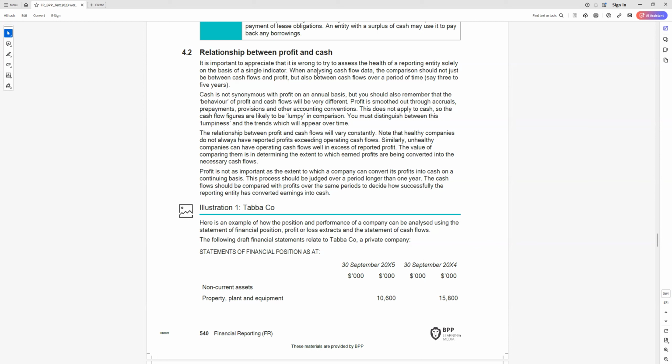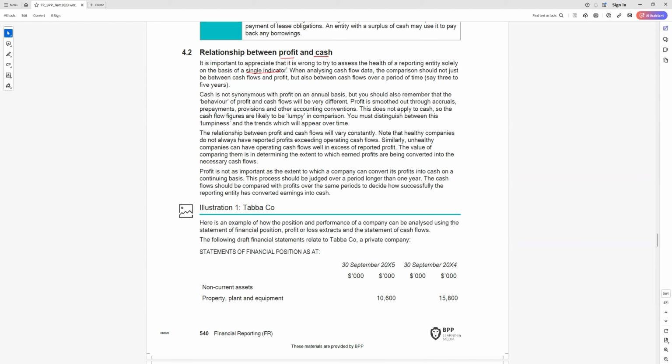All right, so let's have a look quickly. It says relationship between the profit and the cash. It is important to appreciate that it is wrong to try to assess the health of a reporting entity solely on the basis of a single indicator. We cannot just decide based on a single indicator. We cannot look at only one indicator and decide whether it is right or wrong, because there could be other matters involved.